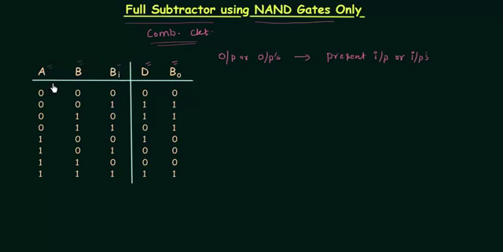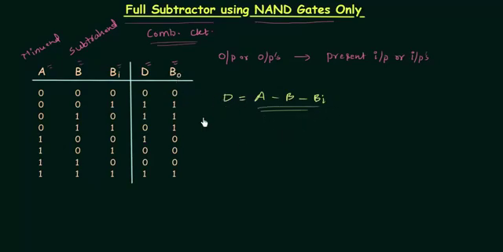A is the minuend, B is subtrahend, BI is the borrow input, or you can say input borrow. D is the difference, BO is the output borrow. And if you want to calculate D, the difference, then it is equal to A, minuend, minus B, the subtrahend, minus BI, the input borrow. And by using this, you can easily calculate the difference.